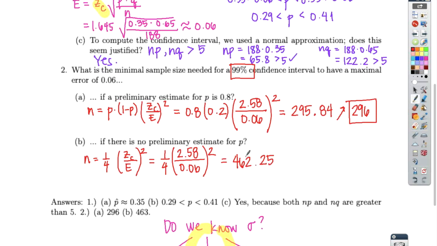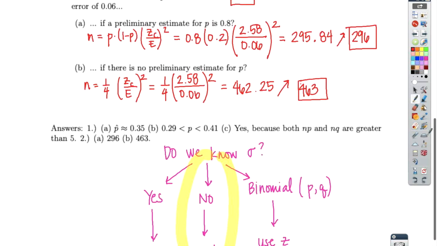But of course, it's not really about rounding. It's that we always want to be the most conservative about our sample size that we can. So even though it rounds down, I'm actually going to bump this up to a sample size of 463, which again is bigger than that 296, because you're in a weaker spot if you don't have a preliminary estimate for P, so you need to have a larger sample to make up for that.